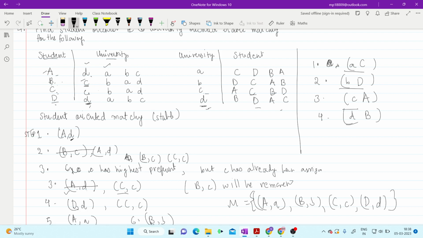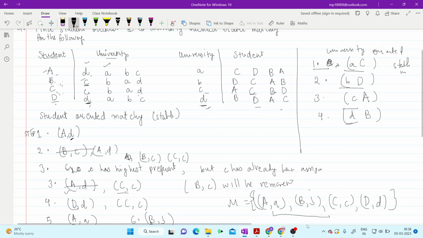Since all universities have different first preferences, they are getting their first preferences. So this is university oriented stable matching. So the question that was raised earlier, you see that here B and C had same preference list, but still we are able to find a stable matching. One of them gets their first preference and the other gets their second preference. So is this algorithm clear to everybody?